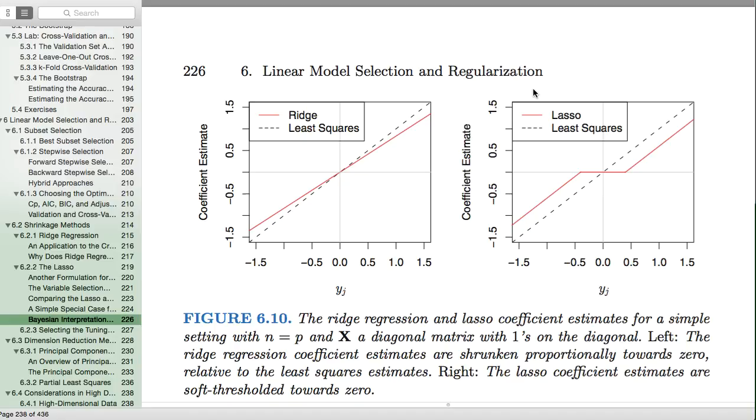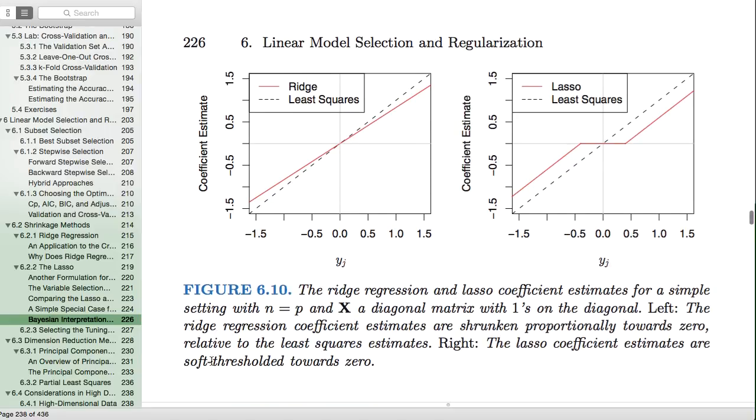What you see here is that if we are looking at the coefficient estimates plotted against the values of y, ridge regression gradually reduces all of the coefficient estimates, whereas the lasso suddenly drops to 0, then doesn't do anything for a while, and then drops further. So they call this soft thresholding.